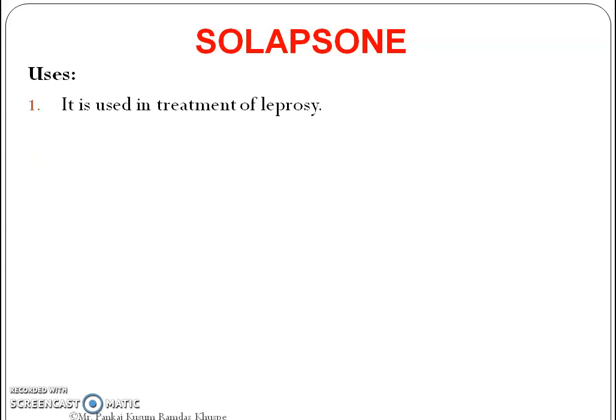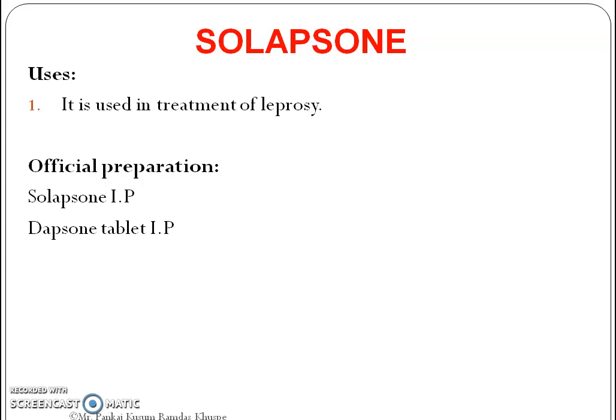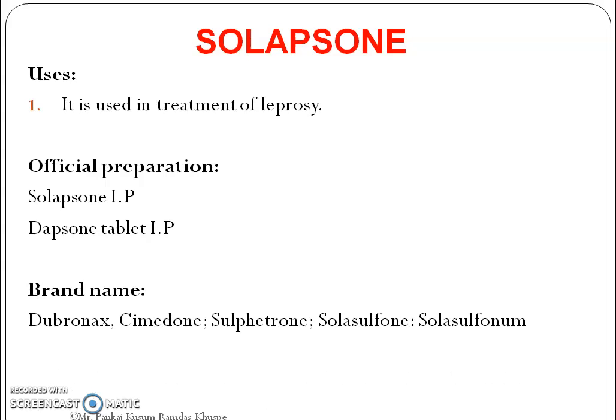Next title, uses. It is used in the treatment of leprosy. Official preparations of solapsone are solapsone IP and solapsone tablet Indian Pharmacopoeia, and the brand names of solapsone are Dibronax, Simedone, Sulfatron, Sulfasolone, and Sulfanum. So these are the brand names of solapsone.